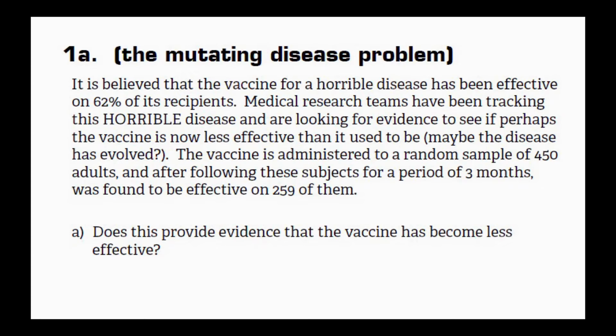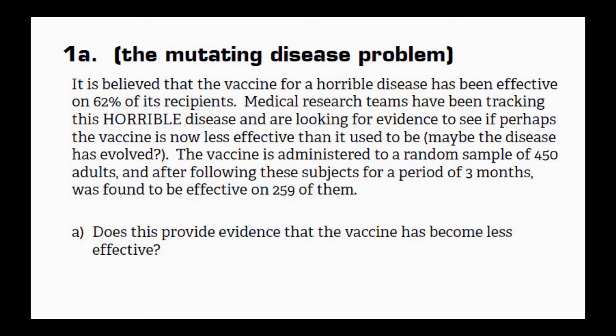The vaccine is administered to a random sample of 450 adults. Okay? And after following these subjects for a period of 3 months, it was found to be effective in 259 of them. Does this provide evidence that the vaccine has become less effective? Okay. One way we can answer this question is by doing a confidence interval.